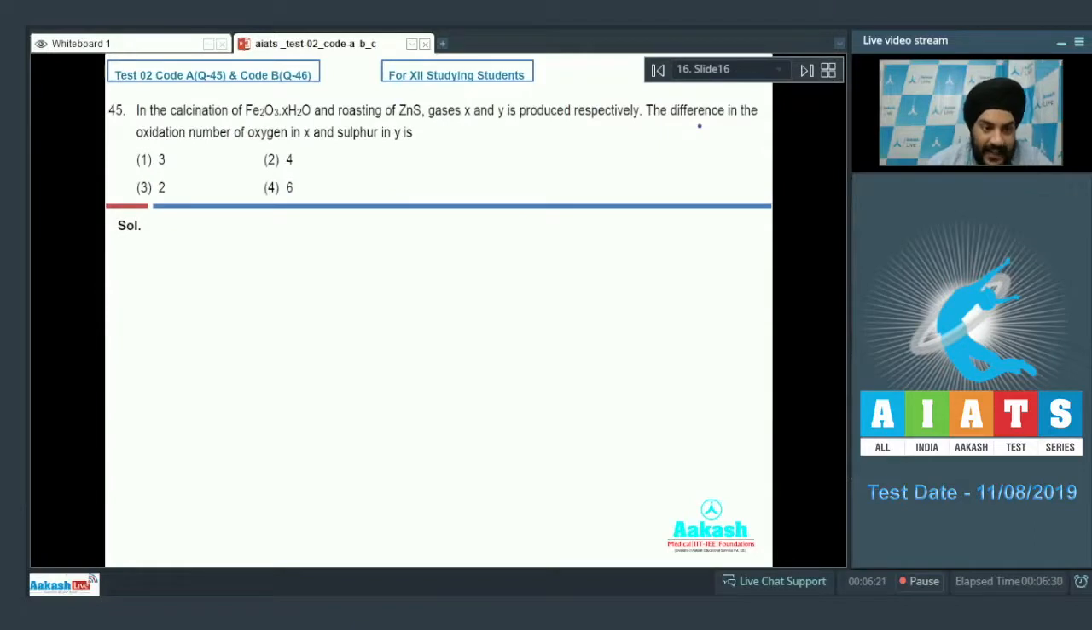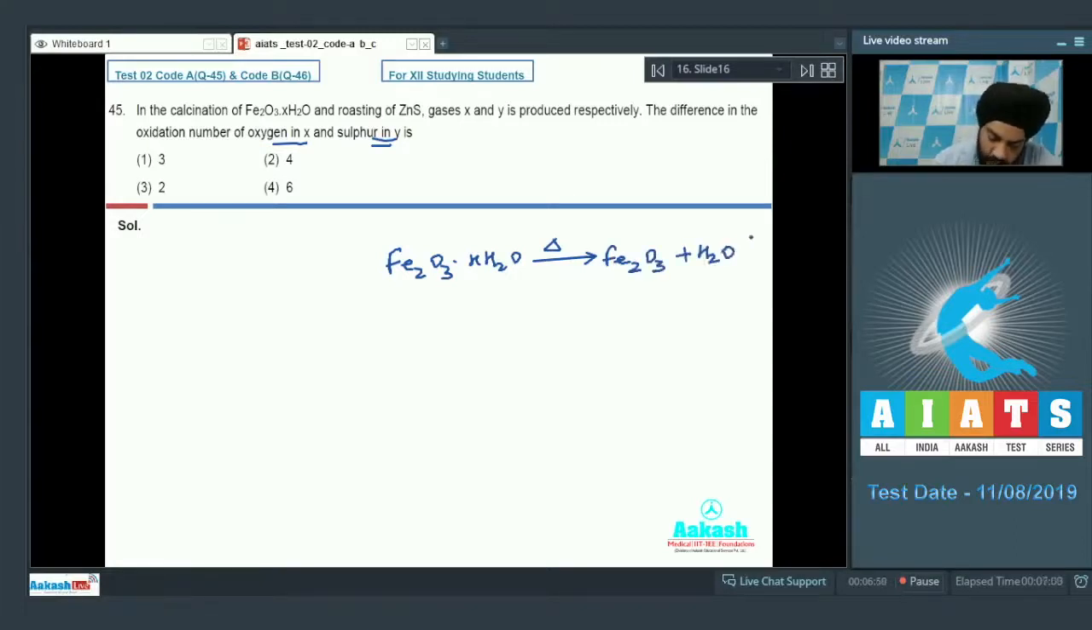Question 45. In the calcination of Fe2O3.XH2O and roasting of ZnS, gases X and Y are produced respectively. The difference in the oxidation number of oxygen in X and sulfur in Y is? So students, if we talk about the calcination of hydrated ferric oxide, we have Fe2O3.XH2O heated in absence of air. This will lead to the formation of Fe2O3 plus H2O. So this is the gas X.